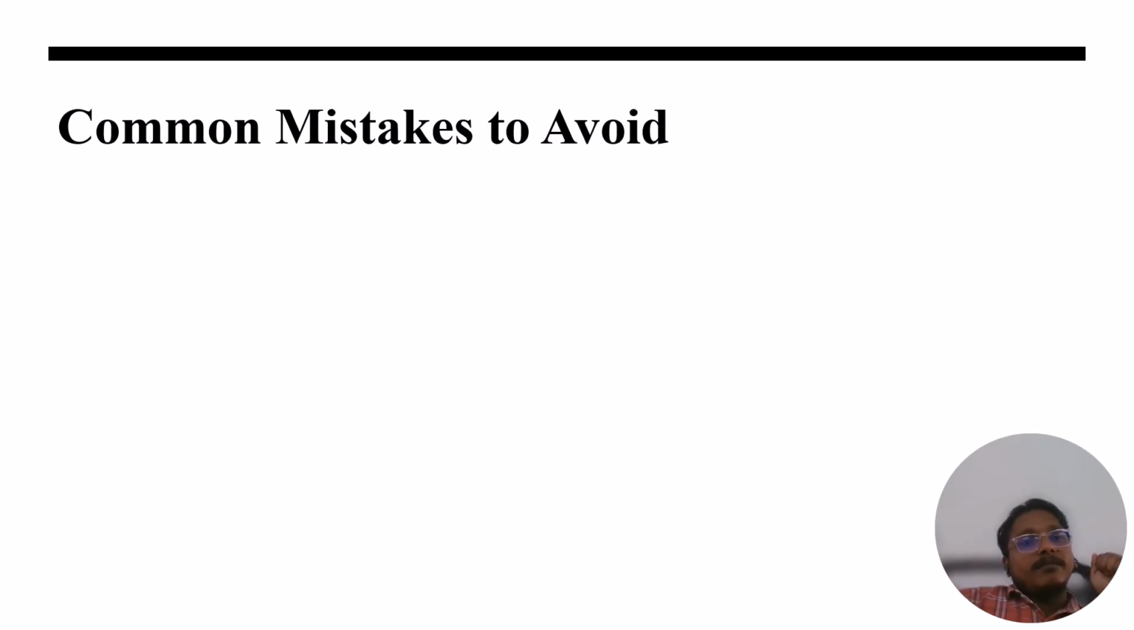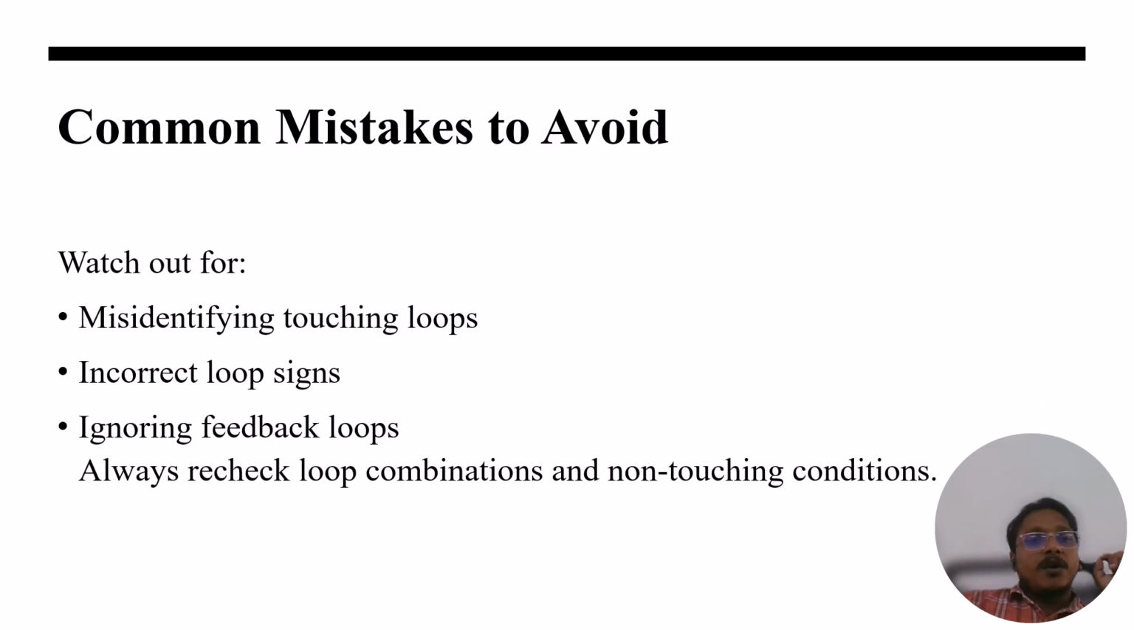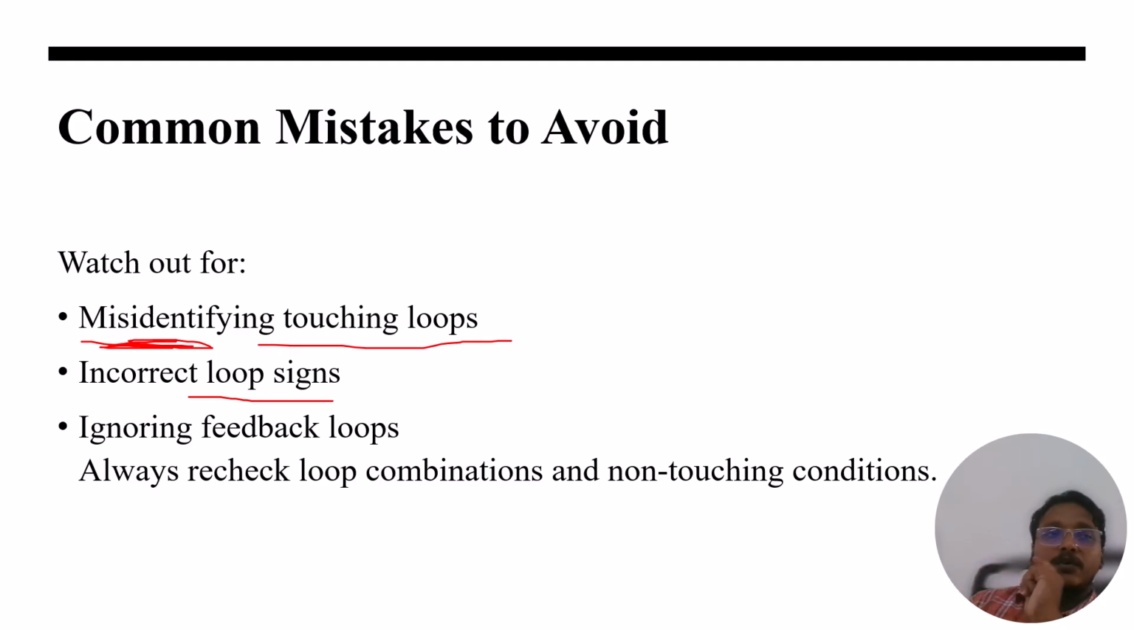But there are certain common mistakes when you are formulating or reducing signal flow graphs to a simple one. First, we need to identify the touching loops. Many people get confused here, because some may think a loop touches when it does not, or the other way around. Also check the loop signs, whether the loop has a plus sign or minus sign. And then, don't ignore the feedback loops, because the feedback loop plays a very big role when you are reducing block diagrams or signal flow graphs. So don't ignore feedback loops.